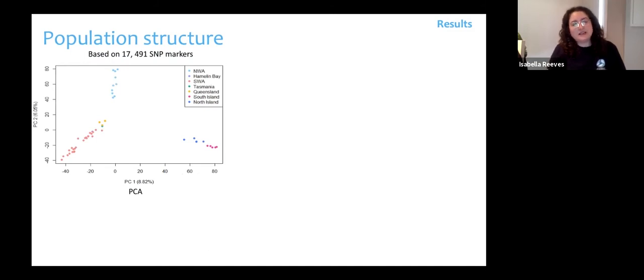Now, looking at population structure with the genomic data, so just essentially how many populations are there, we ended up with almost 18,000 SNP markers, which is actually quite a lot. And what we first wanted to do was look at the overall variance of our data. So we did this using a PCA, which is a principal components analysis. And on the X and Y axis, it describes how much variation is explained by that axis. All the dots represent an individual and the colour is based on locality.